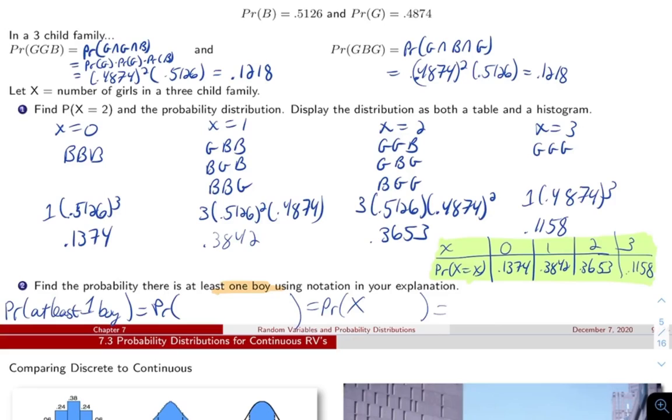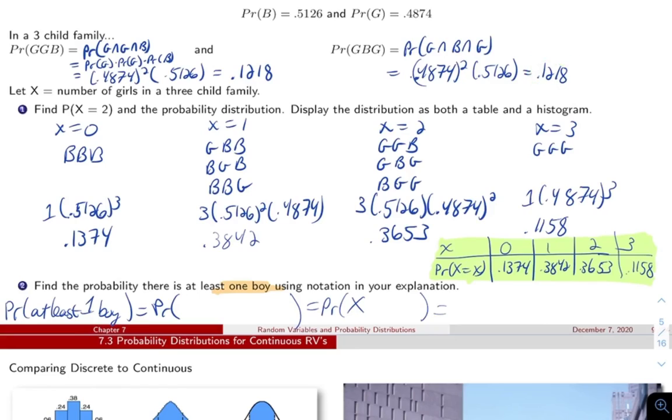Since births are independent, in other words, the gender of one child doesn't affect the gender of the next, girl and boy can just be multiplied. Probability girl times probability girl times probability boy, in which case you get 0.4874 times 0.4874 times 0.5126, which is 0.1218. What about the probability of girl, boy, girl? Since multiplication is commutative, in other words, order doesn't matter, it's the same 3 numbers, 0.4874 squared times 0.5126, and you still get 0.1218.